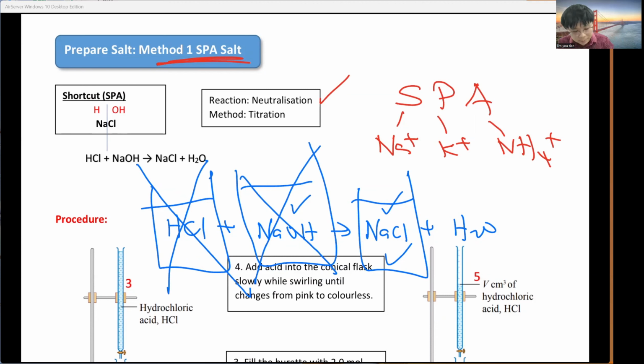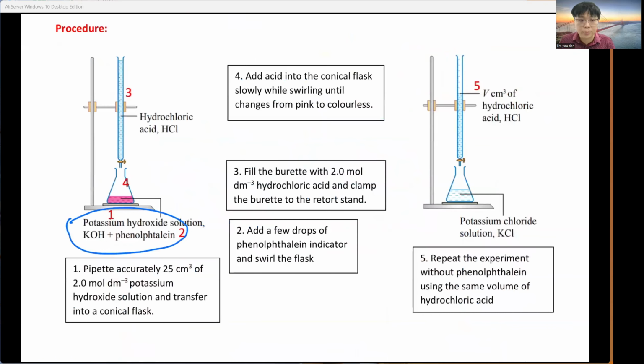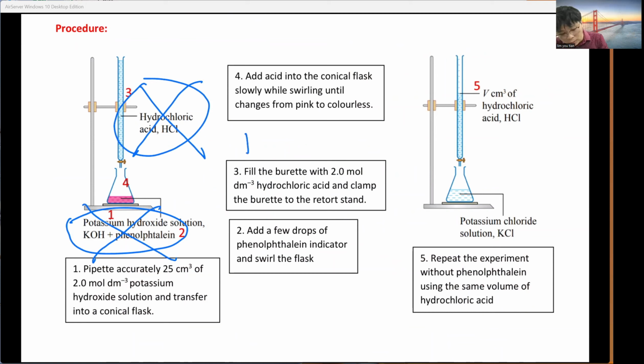How to do this? Very simple. You do titration. This is the hydrochloric acid, and that's potassium hydroxide. When you put your potassium hydroxide inside, you add phenolphthalein, which is pink in color. Then you add your hydrochloric acid. When it is just nice, both of them are neutral. Neutral means no more acid, no more alkaline, only the salt is left. Then it will turn from pink to colorless. The moment it turns from pink to colorless, you know that both have finished reacting, only salt water inside.